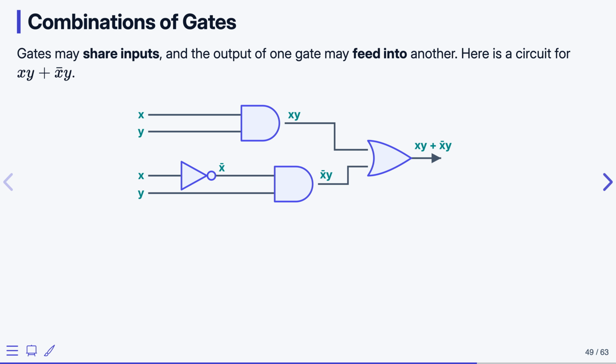Building a circuit is always this shape. Make one small piece for each product term, then join the pieces with an OR gate at the end. The two AND gates could even share the same x and y wires. The output would be exactly the same.